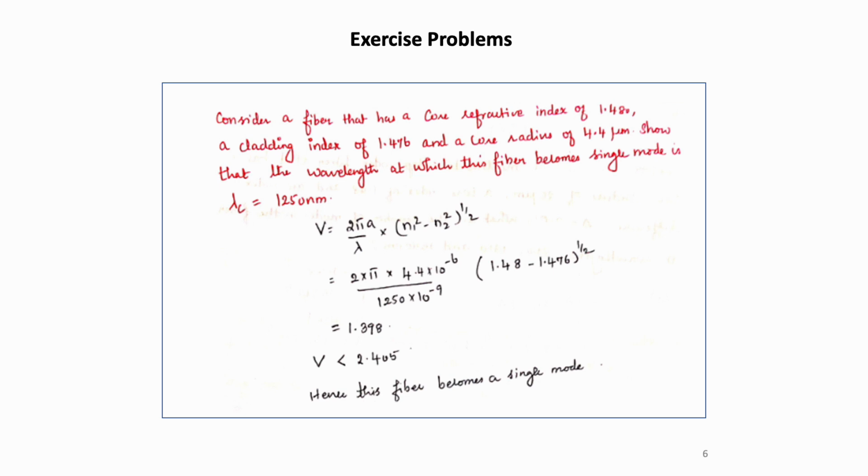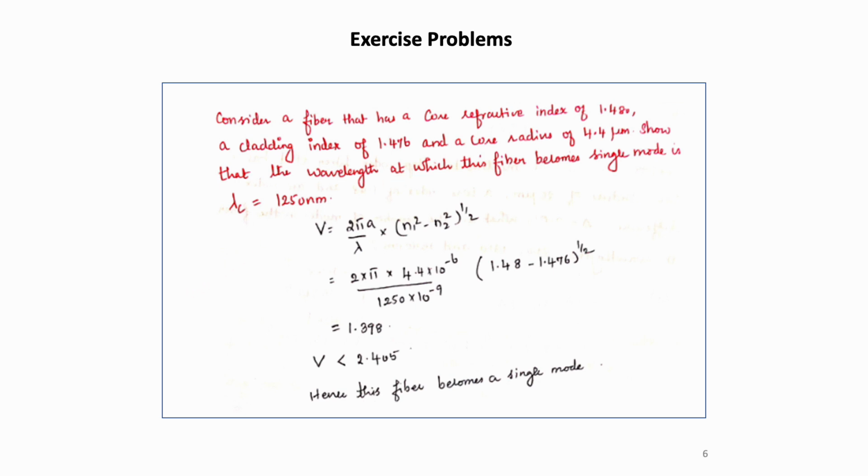So they have asked us to show that the fiber is a single mode fiber at that wavelength. We know how to identify a single mode fiber: the V value should be less than 2.405 for a single mode fiber and greater for a multimode fiber. Once we find the value of V, we can justify the answer.